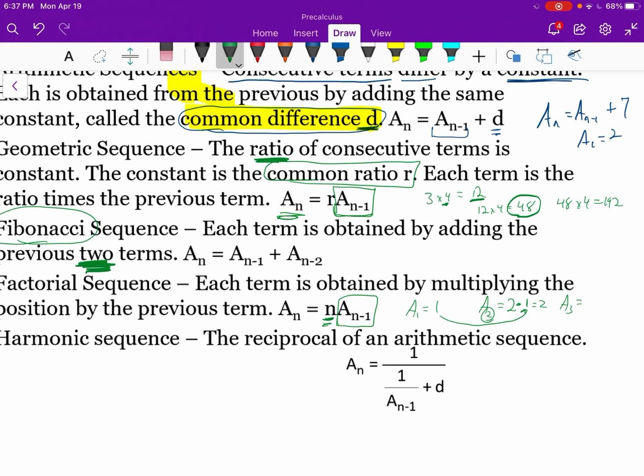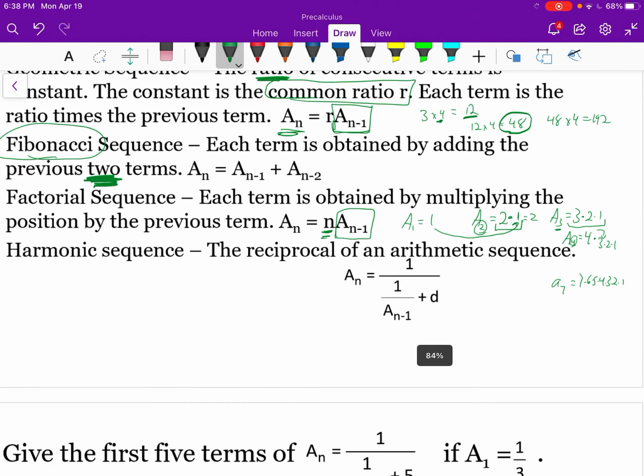The third term, we take 3 times the one before it, which I'm going to write still as 2 times 1 so you recognize what's happening here. To get the fourth term, you take the term you're on, which is 4, and multiply it by the one before it. So 3 times 2 times 1. And so it ends up like the seventh term is 7 times 6 times 5 times 4 times 3 times 2 times 1. And so that's the factorial.